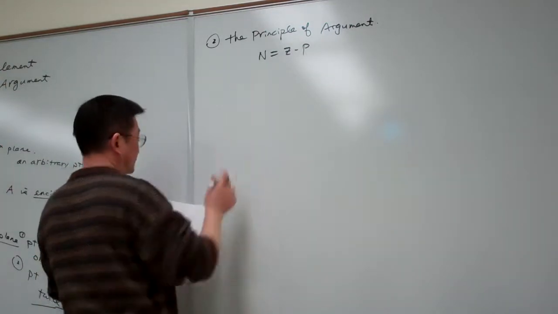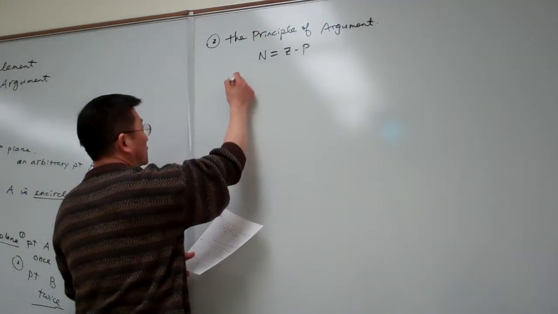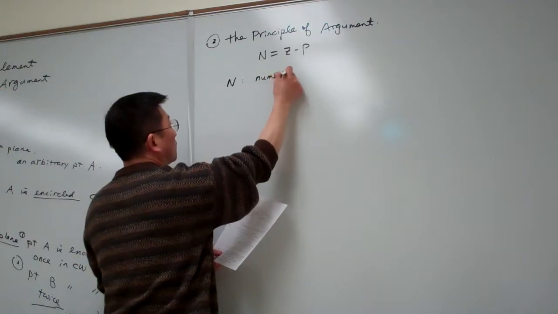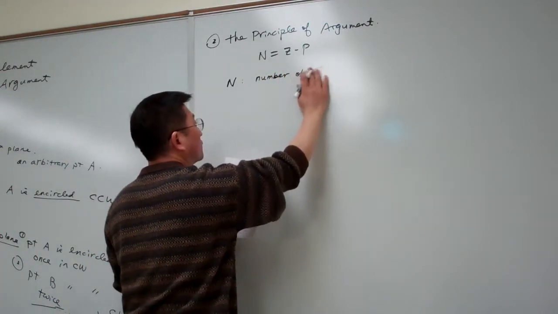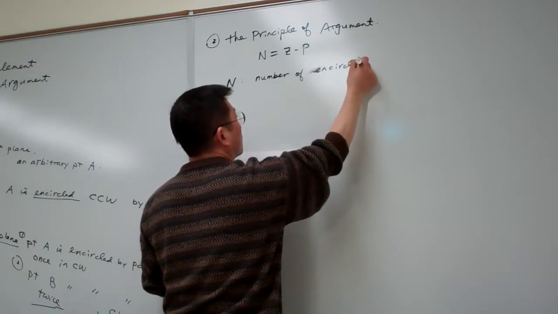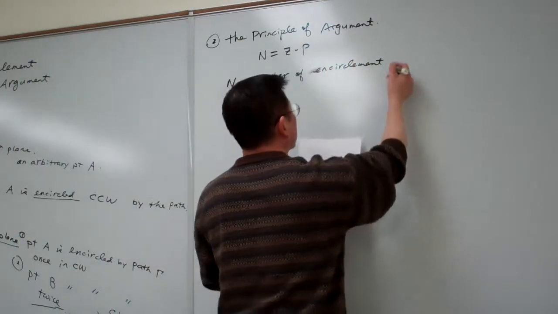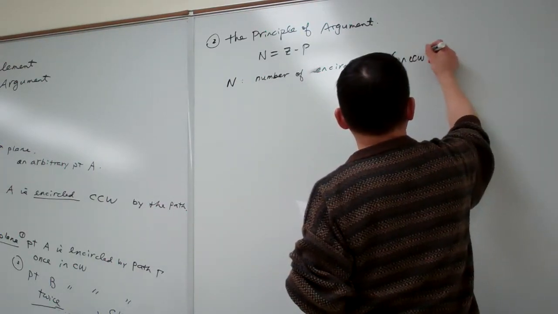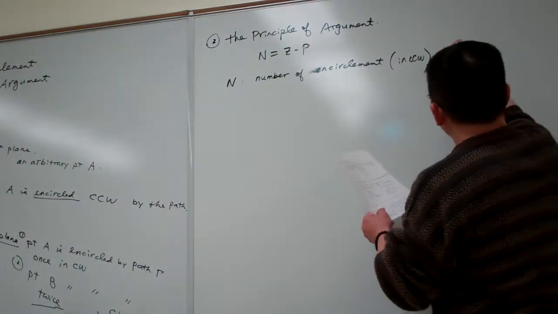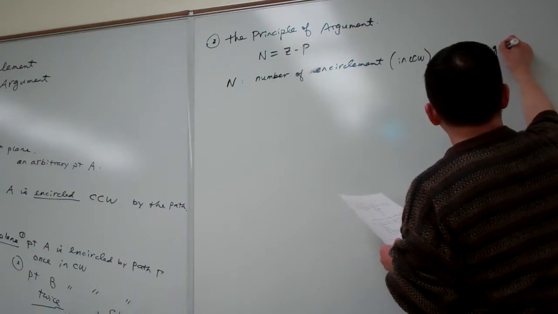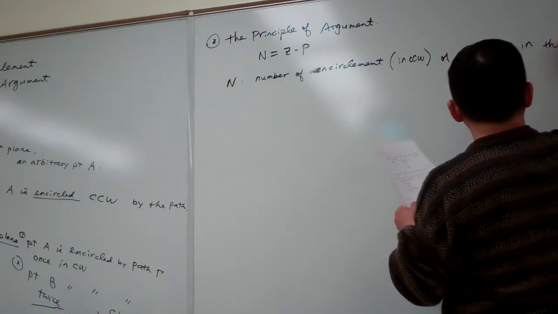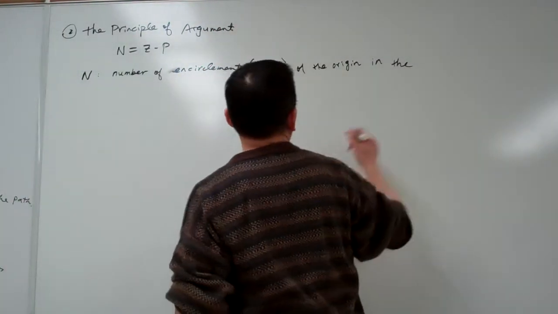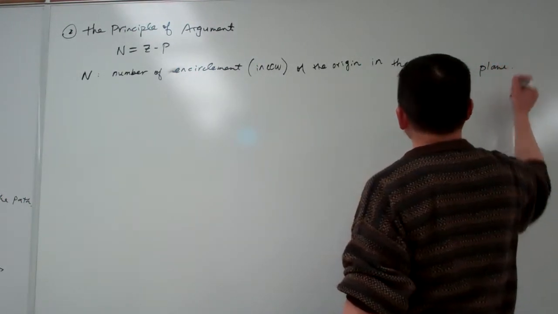We consider, let me give the definitions. N is the number of encirclements, and let me define our direction as counterclockwise, of the origin in a certain plane. I'm going to fill it in.